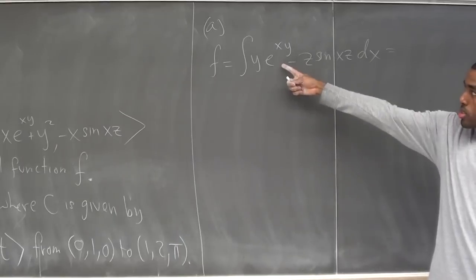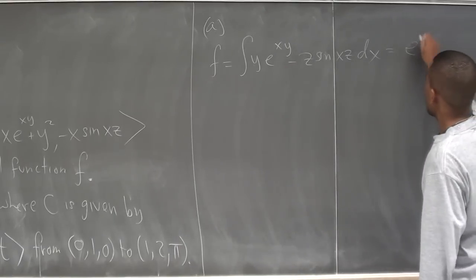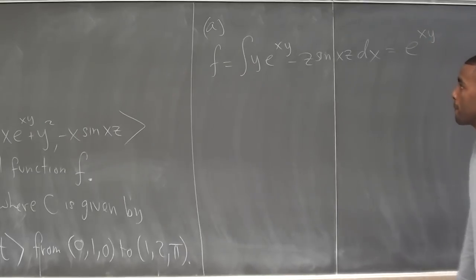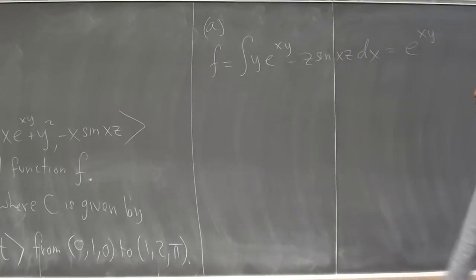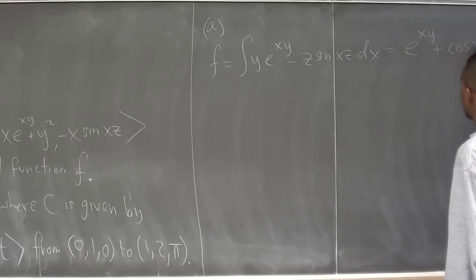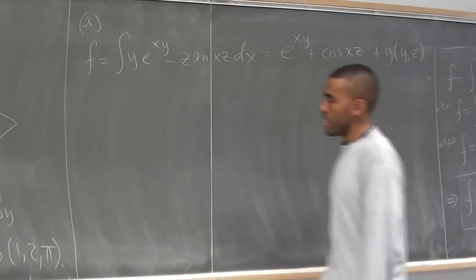What's the integral of this with respect to x? e to the xy. What's the integral of this with respect to x? Minus sine xz is plus cosine xz. And that's it. So it's plus some constant of y and z, which we're going to ignore anyway.